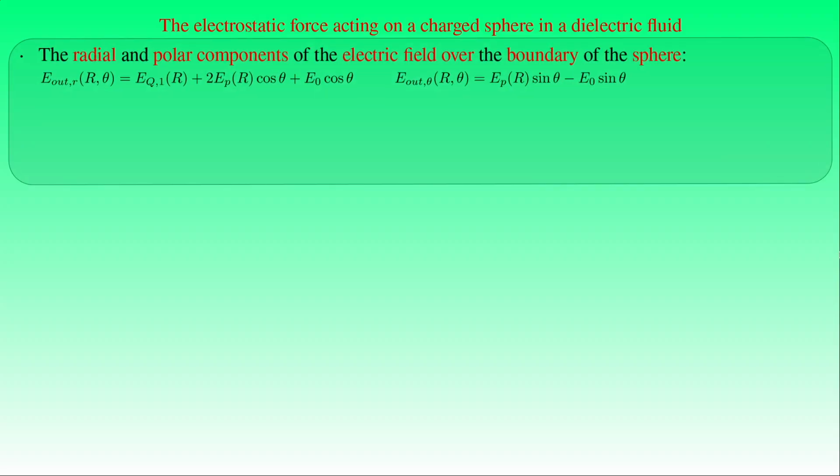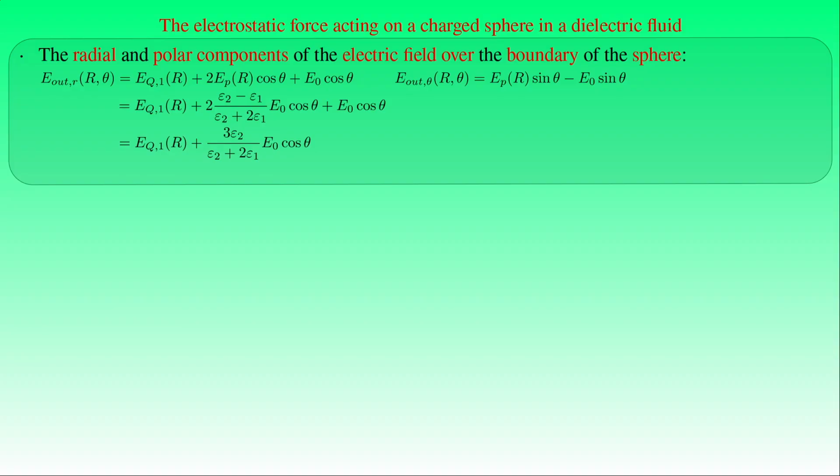Now we can evaluate the radial and polar components of the electric field outside the sphere over the boundary interface between the dielectric fluid and the sphere, by inserting the expression of E sub P evaluated at the radius R into the component equations. For the radial component we obtain E sub q1 evaluated at R, plus 2 times the ratio of epsilon 2 minus epsilon 1 to epsilon 2 plus 2 times epsilon 1, times E naught times cosine theta, plus E naught times cosine theta. The second and the third terms in the right-hand side can be reduced to the term 3 times epsilon 2 over epsilon 2 plus 2 times epsilon 1, times E naught times cosine theta.